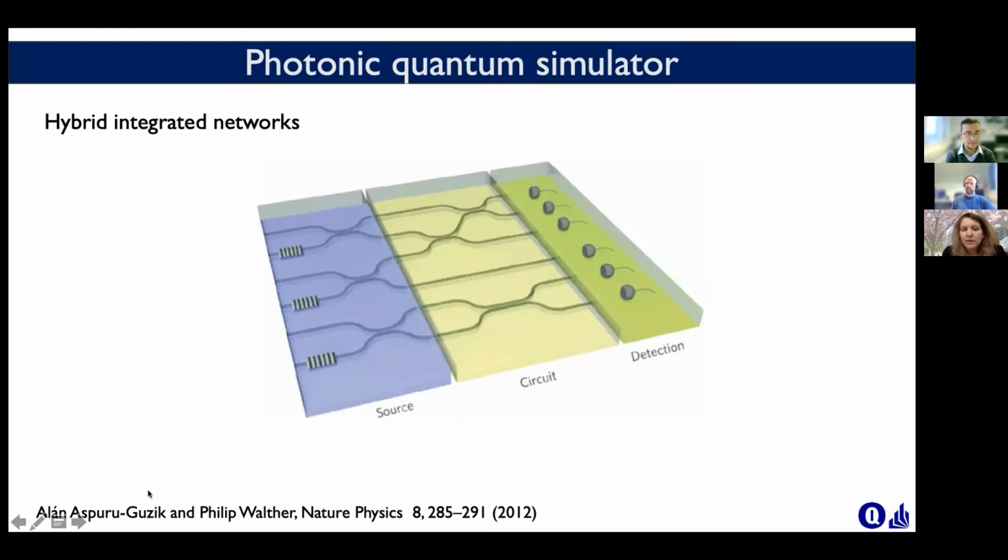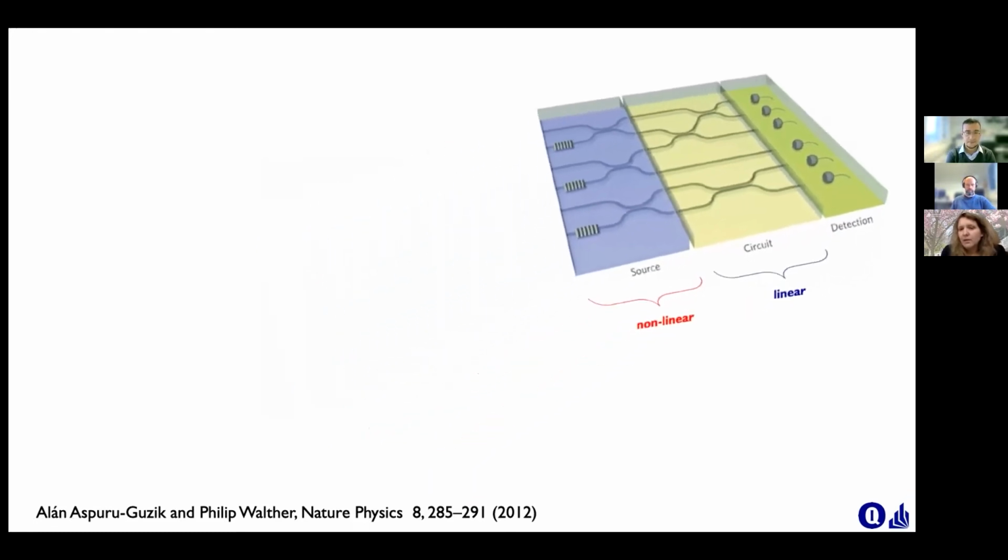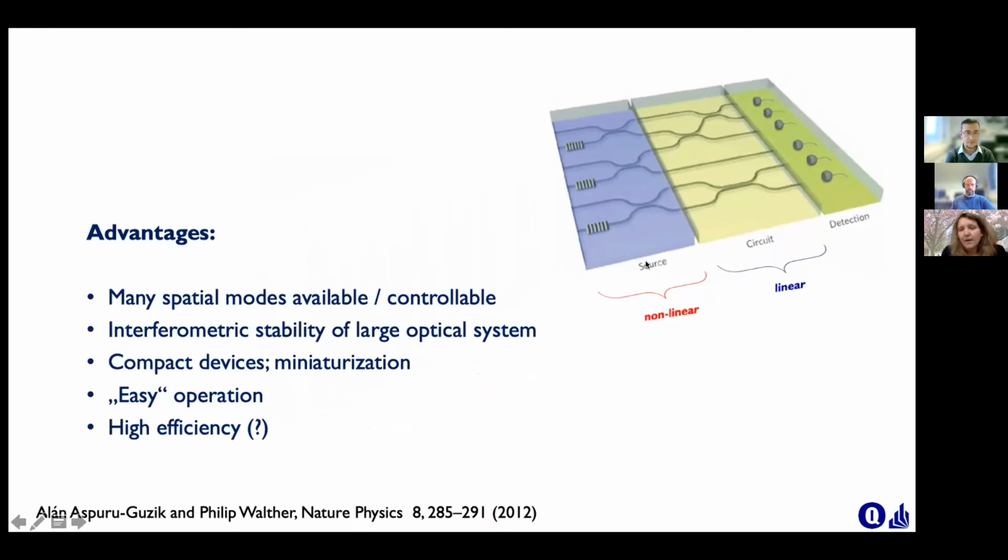And you can find that in this review article, which is just cited here. Now, what you immediately find is this circuit is linear optics, and the source side is nonlinear optics. Now, most of the work up to now has been using this linear circuitry. And why? What is the big advantage of using integrated optics for quantum experiments? Well, exactly what I had in the original review paper.